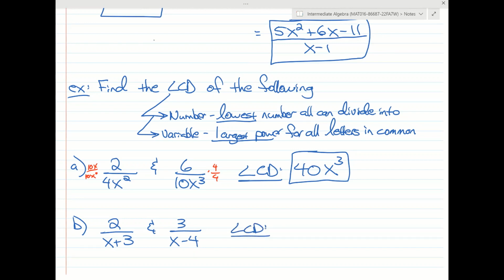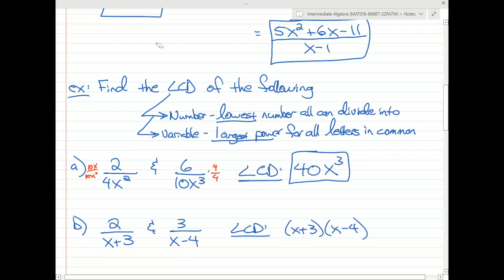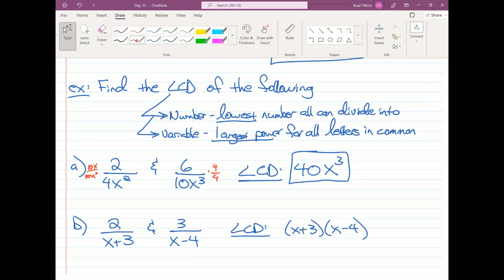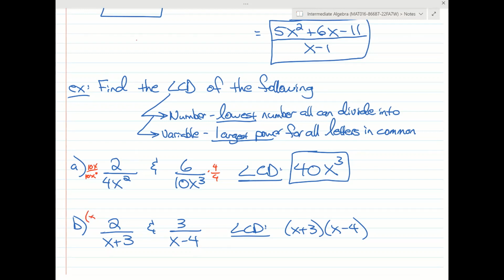The least common denominator would be, you definitely need a factor of x plus 3 and an x minus 4. And then in order to make it work to get the common denominator, you'd multiply by whatever's missing. So you'd multiply this by x minus 4 over x minus 4. You multiply this one by x plus 3 over x plus 3. But that would be the least common denominator for this problem.